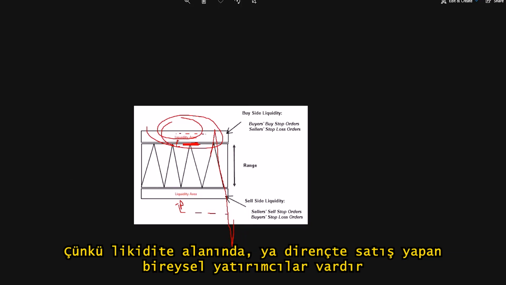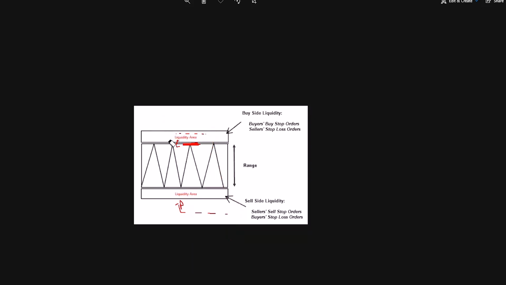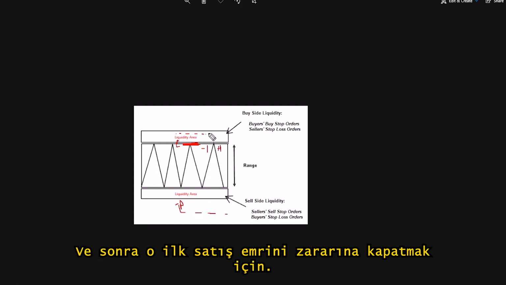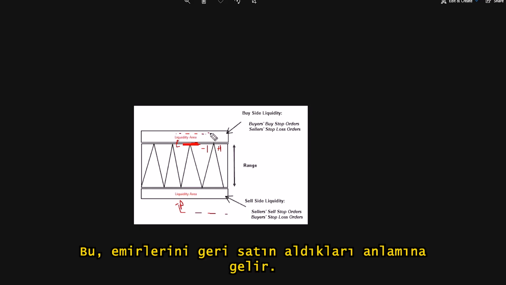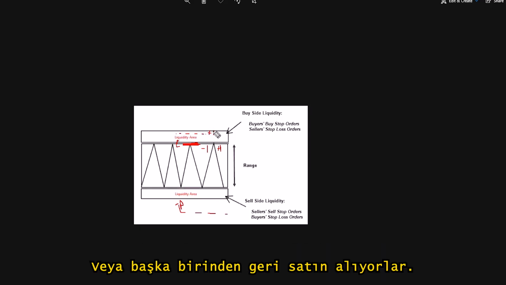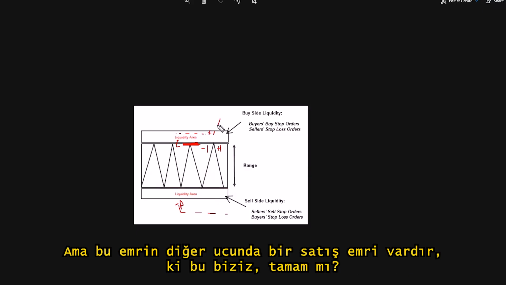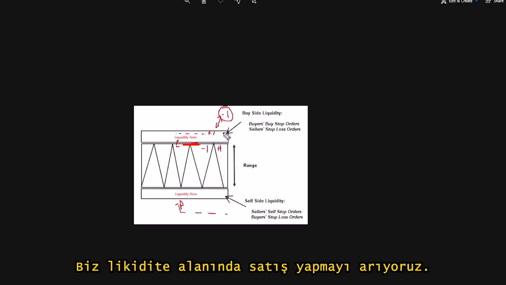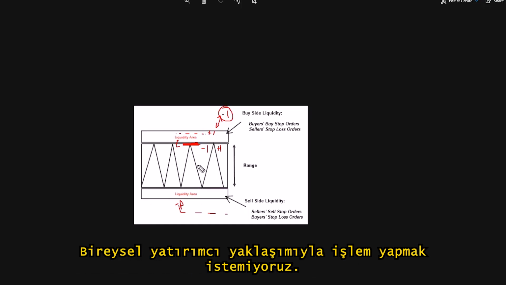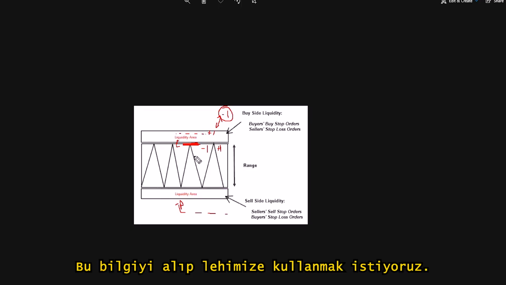This is typical price behavior, and it's explained by buy side and sell side liquidity. Because in the liquidity area, you have retail traders selling at resistance, and their stop losses are above. If they're selling over here, they were met with a buyer, and to close their initial sell order at a loss, they need to buy it back from someone else. But on the other end of this order, we have a sell order, which is us. We are looking to sell in those liquidity areas. We don't want to trade with a retail approach. We want to take in that information and take advantage of it.